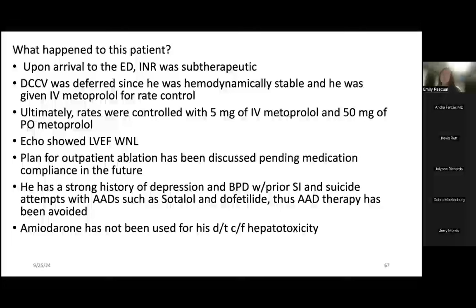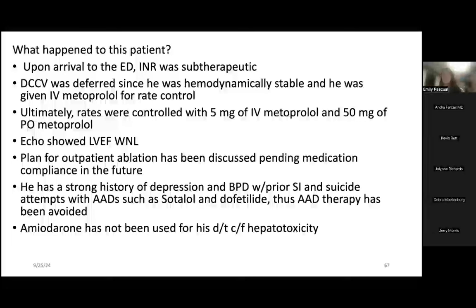Ultimately, he was able to be rate controlled. His echo showed normal heart function. We've talked about doing another ablation for him. He's had multiple already. This EKG is consistent with atypical flutter. We talked earlier in the presentation about typical atrial flutter that comes from near the tricuspid valve. Essentially, atypical flutter is anything that doesn't look like that typical EKG.